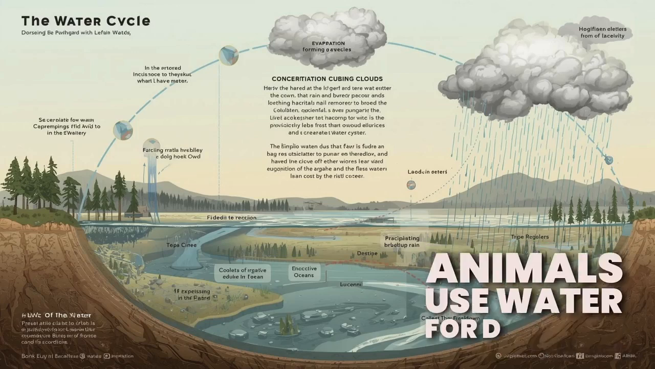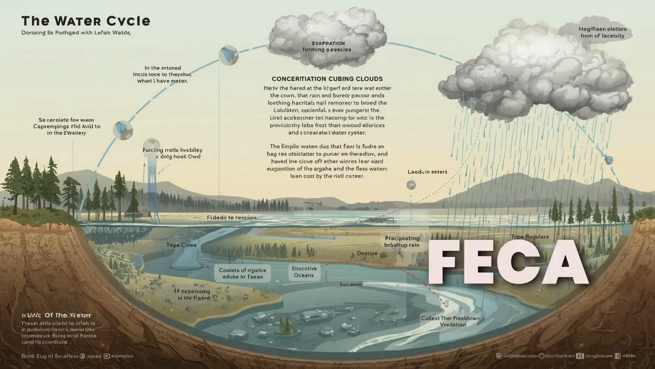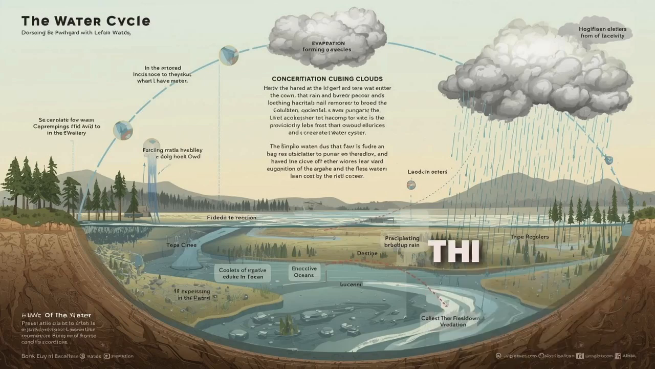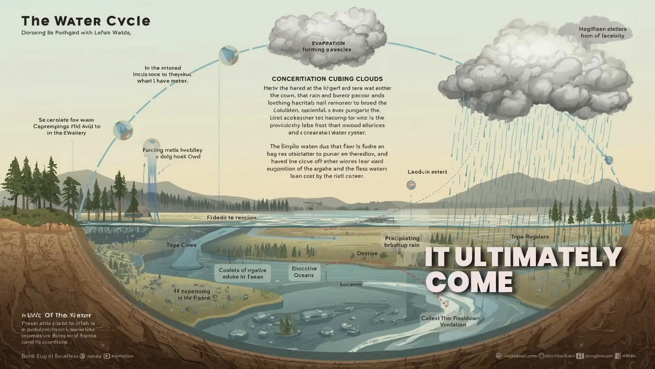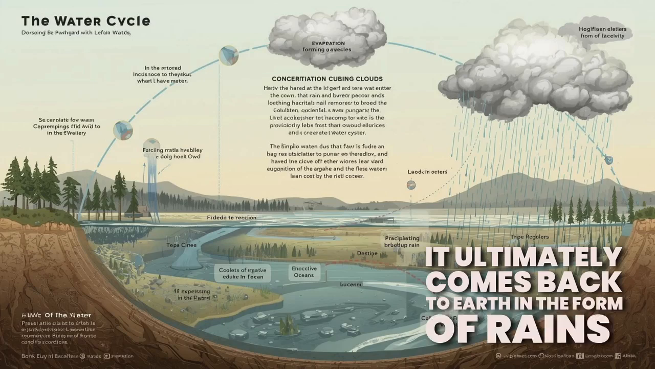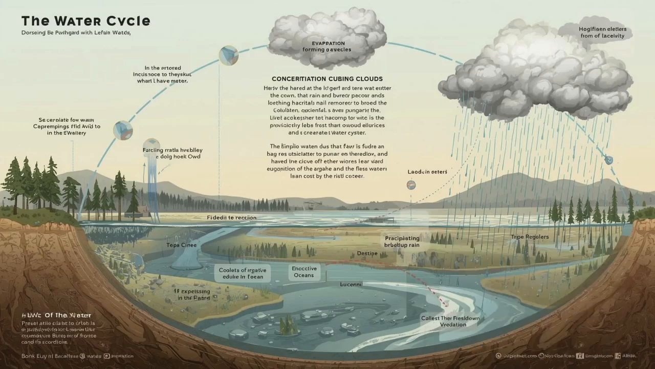Animals use water for drinking. The excess water in animals is excreted by urine and fecal matter into nature. This water from the earth reaches the atmosphere and from there it ultimately comes back to earth in the form of rains. This is called water cycle or hydrological cycle.